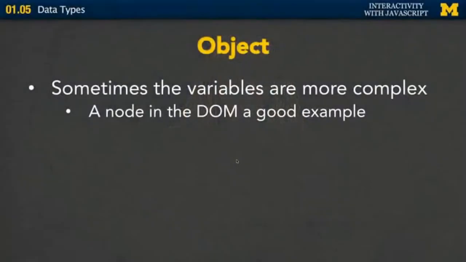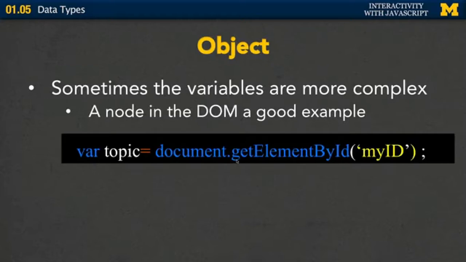The next data type is called object, because sometimes the variables or the nodes are more complex than just a number or a couple characters. So a node in the DOM would be a really good example. If you think about a paragraph element, paragraphs are not just a number or string. There's a lot of different things that go into it.